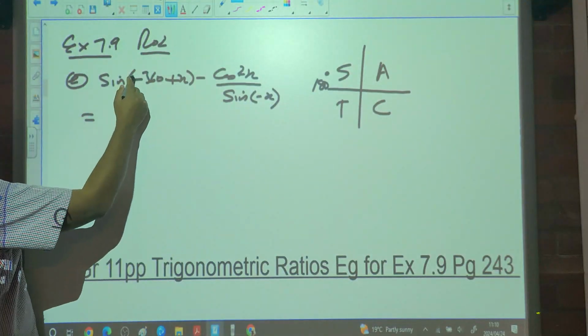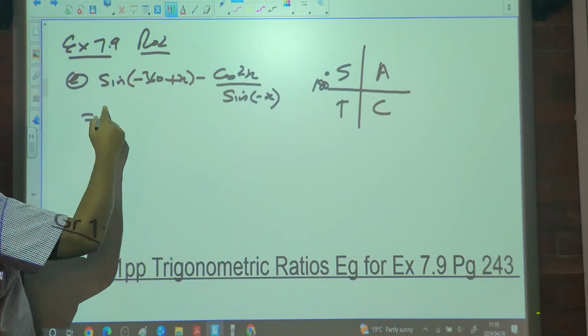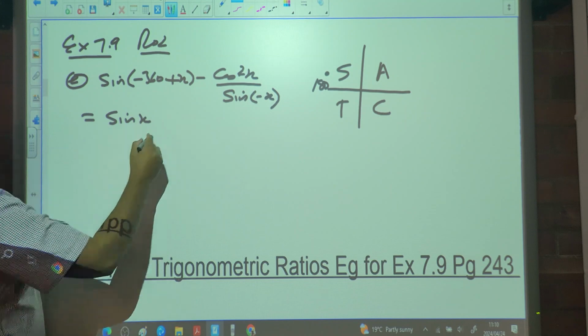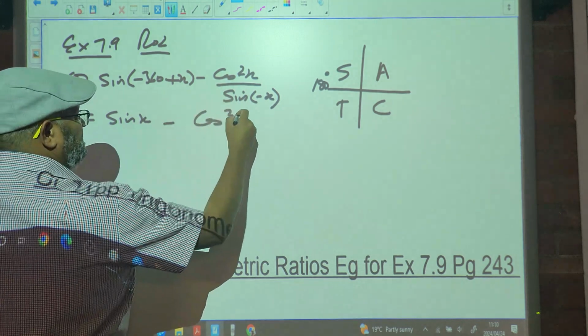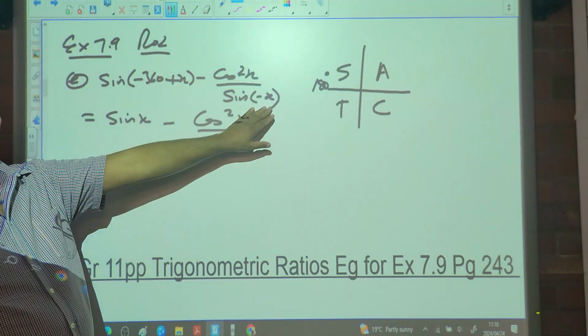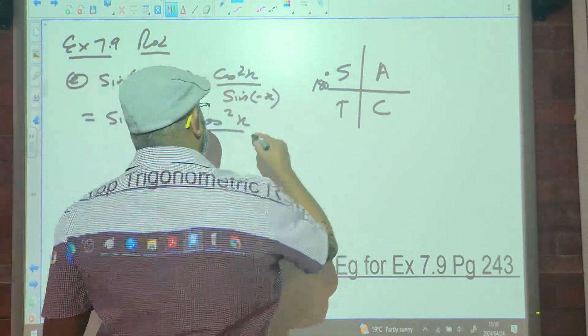So what do I do with this negative 360? If I add 360, what do I get here? 0. So that is the sine of x. Okay, minus cos squared remains cos squared, over. What happens to negative x? Add 360. So what is that now going to read?